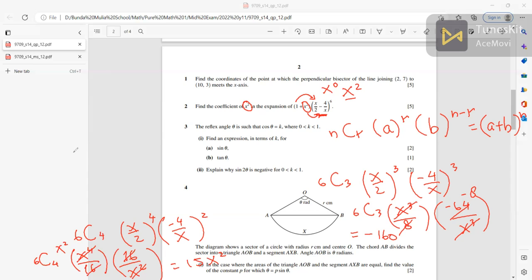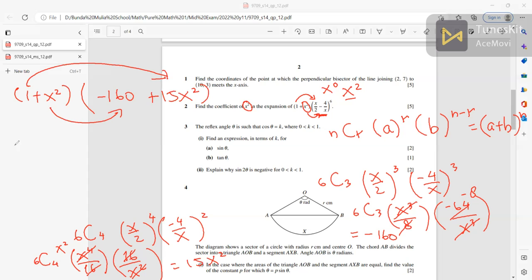Now we can go to the original questions. So this is 1 plus x squared times, we only have to input this minus 160 plus 15x squared. So we want to get the coefficient of x squared. So this 1, I times it with here, 15x squared, and x squared, I times it with minus 160. So we got minus 160 x squared plus 15x squared. So I got 15 minus 160, minus 145x squared. So this is the answer, minus 145. That is for number 2.